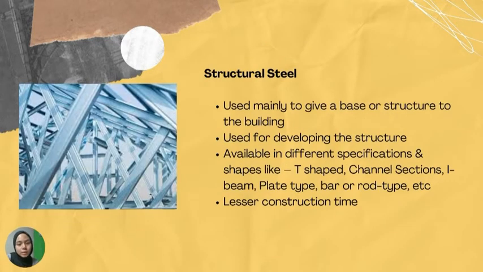Next is structural steel. Structural steel is one of the popular types of steel used in construction. It is used mainly to give a base or structure to the building, used for developing the structure, available in different specifications and shapes like T-shape, channel section, I-beam, plate type, bar or rod type, and etc. And also lessens construction time.